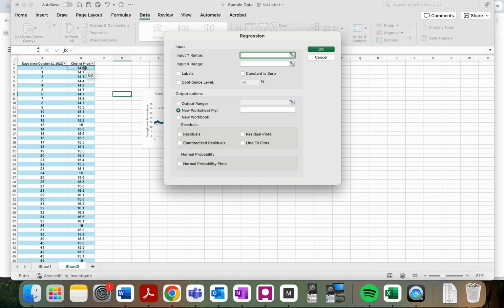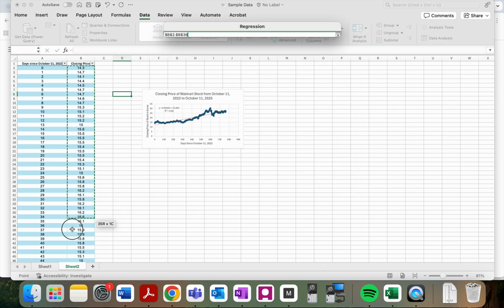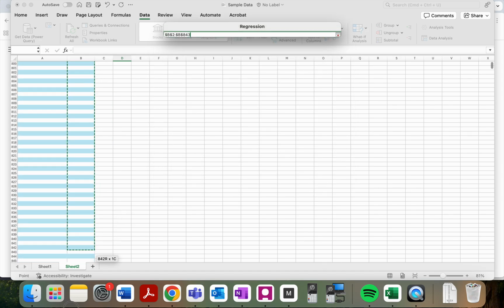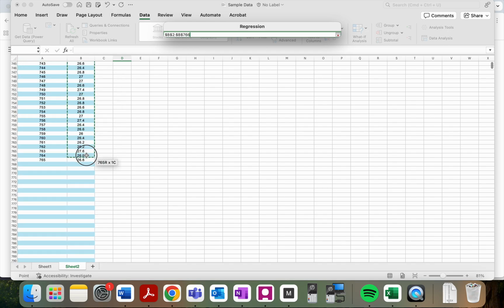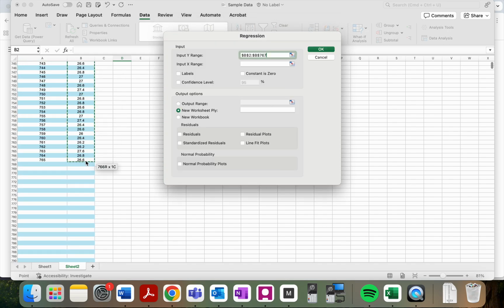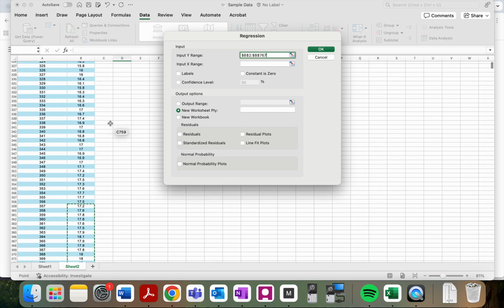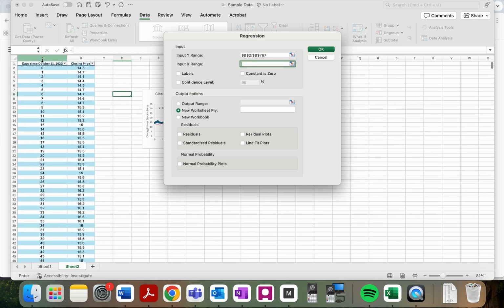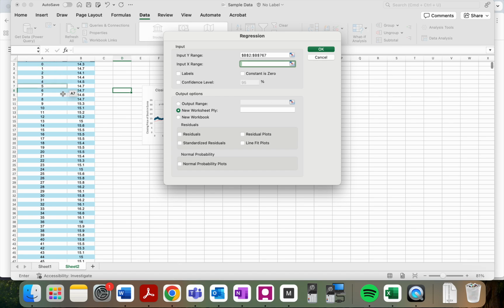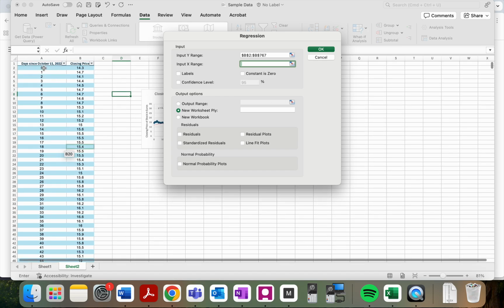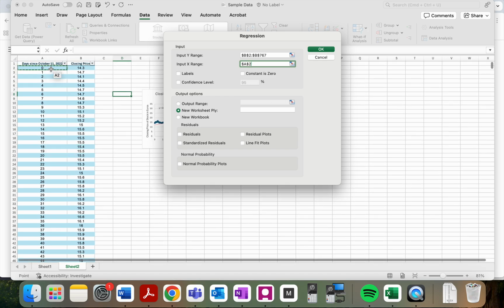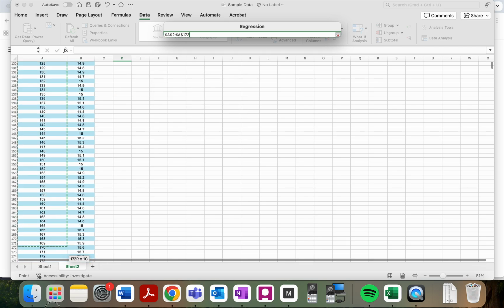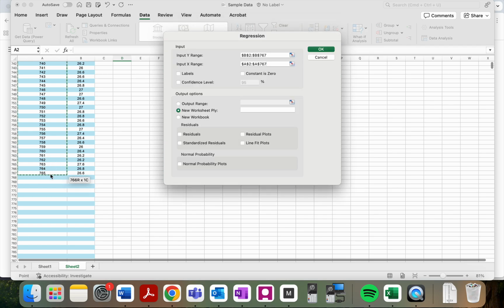So I'm going to click my first Y value, and I want everything of the Y's. So I click and drag down until I get to my last one. Those are all my Y values. And then my X values are going to start up here at 0. So I'm going to grab 0 as my start point and just scroll until I get all my X values. Too far down there. So that grabs all my X values.